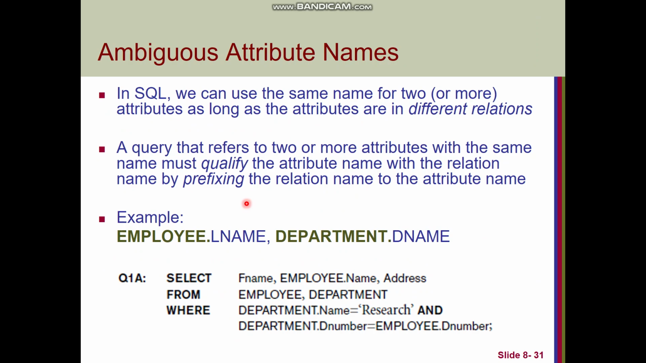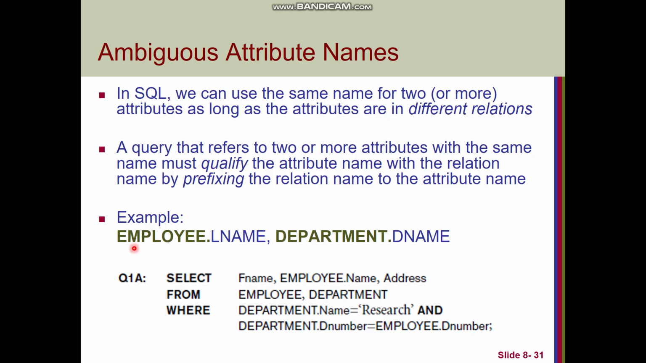So for that, what we can do is add the name of the table with the attribute. You have the name of the table, dot operator, and then the name of the attribute. It clears the ambiguity about which name you are referring to, either the employee table or the department table. So adding the name of the table before the attribute makes it unambiguous.